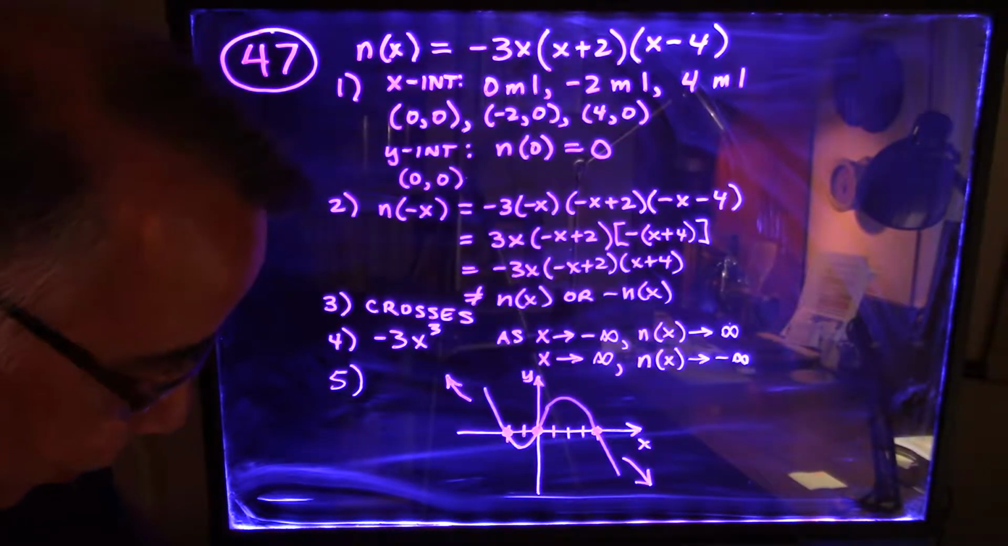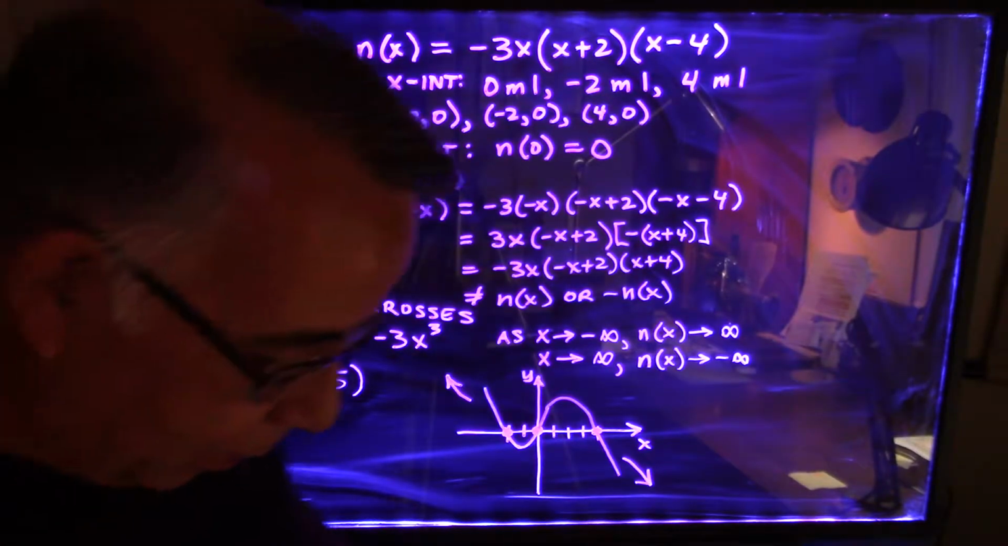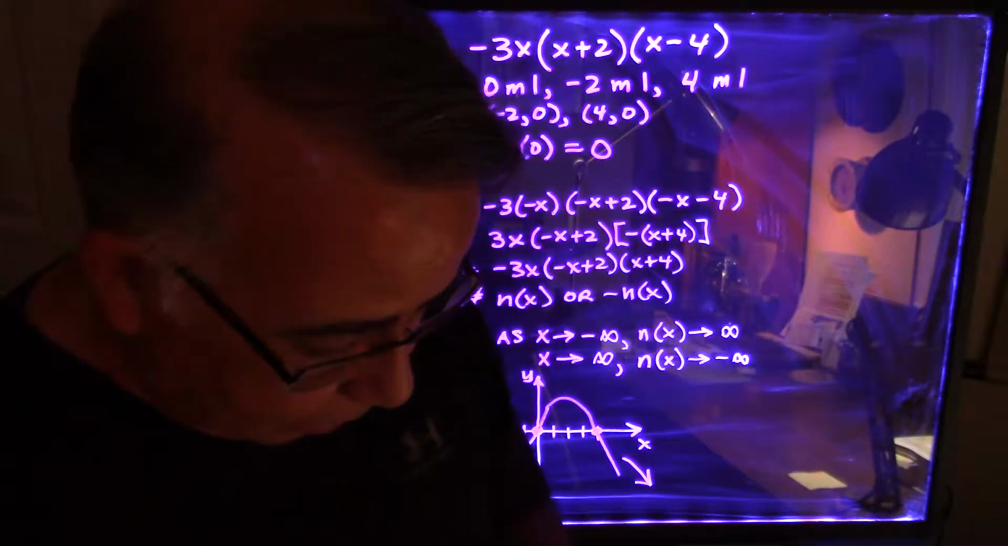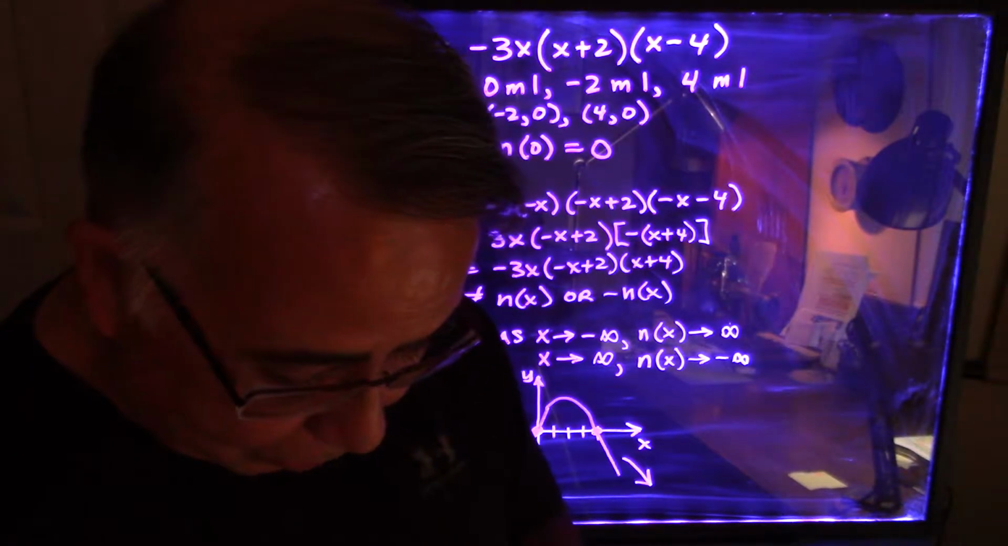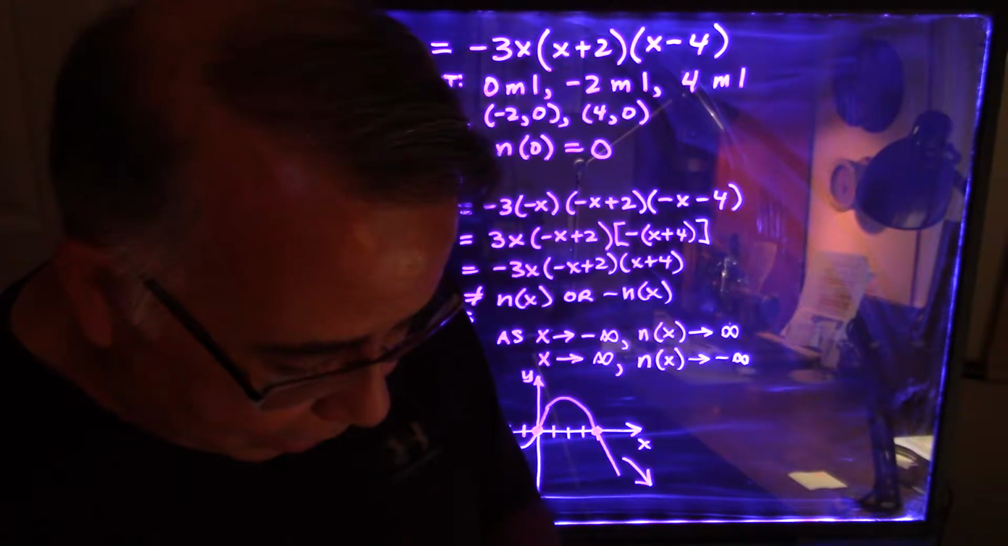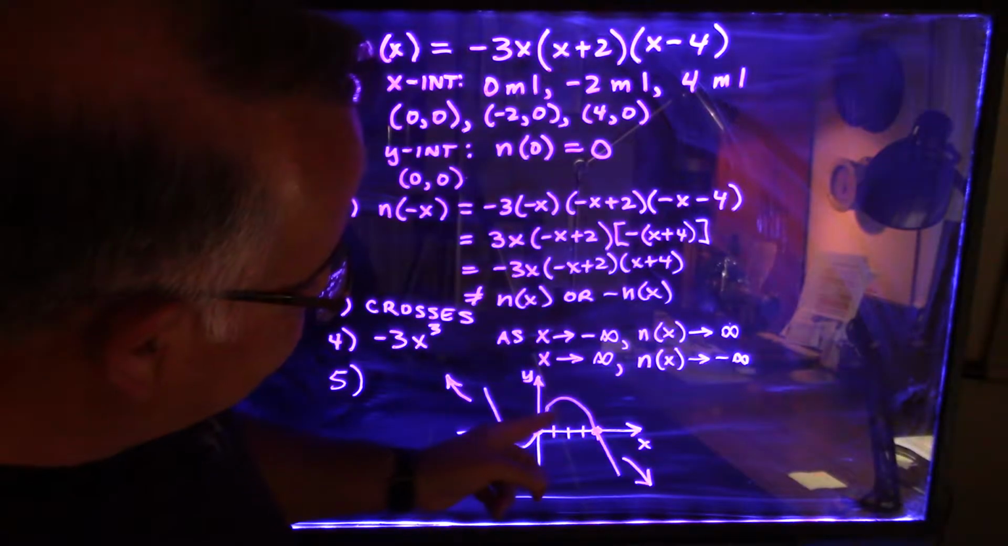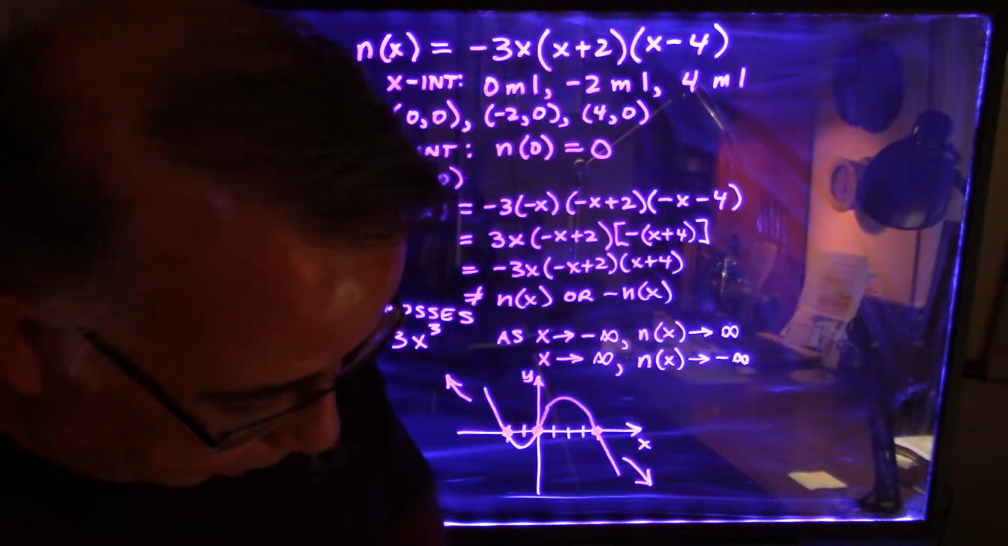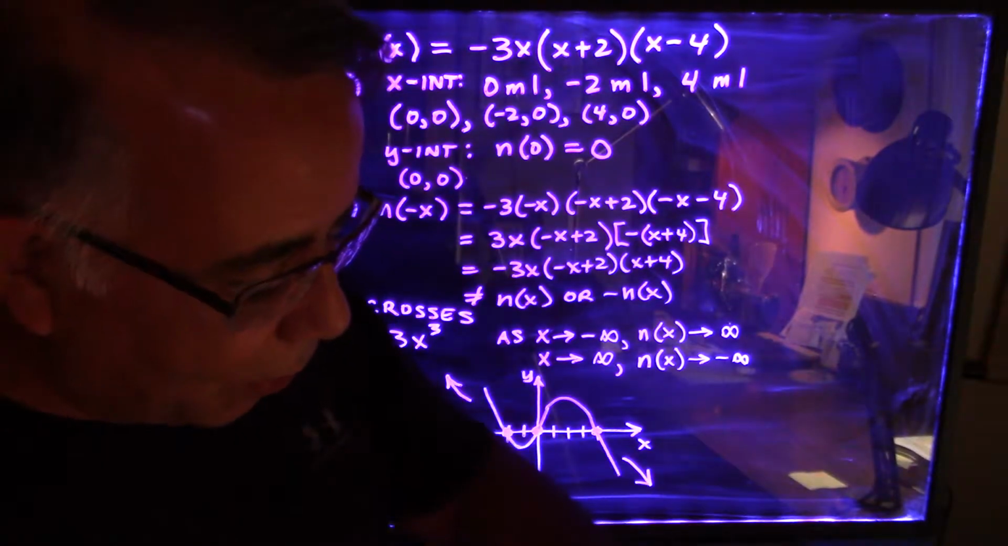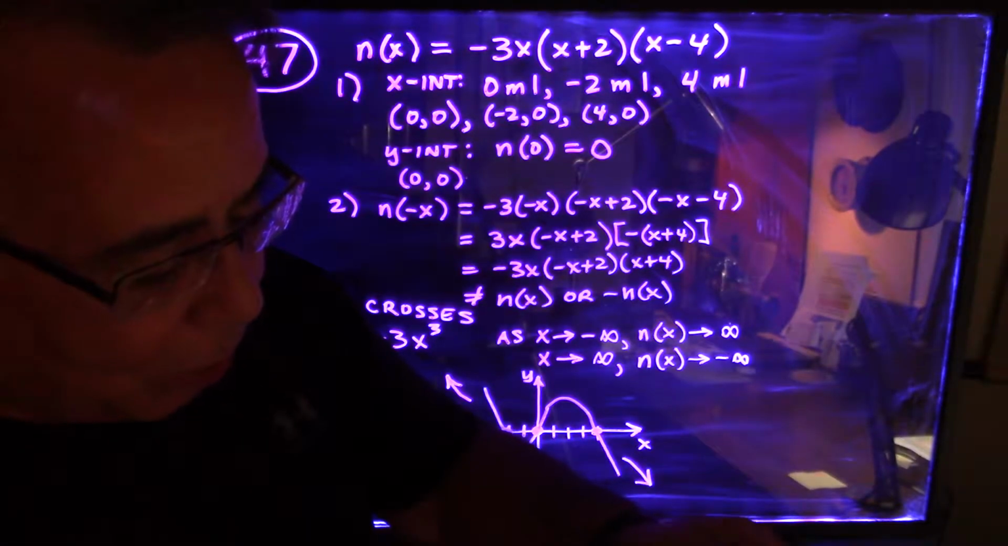Okay, ensure that the number of turning points does not exceed 1 less than the degree of the polynomial. So the degree is 3. And there are 2 turning points, 1, 2. So we're okay there. Alright, so then you can graph it. Here we go.